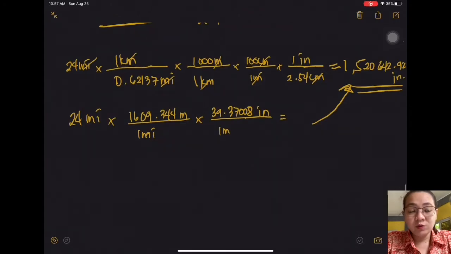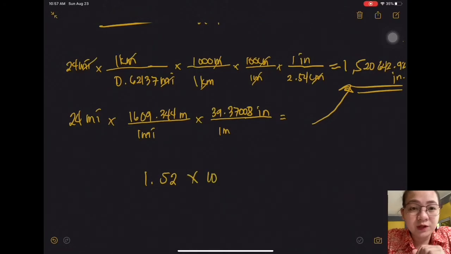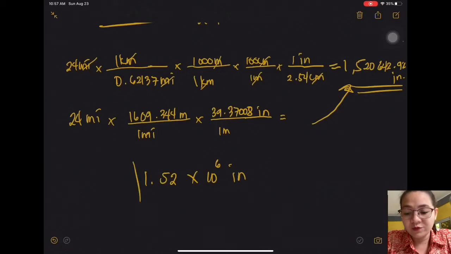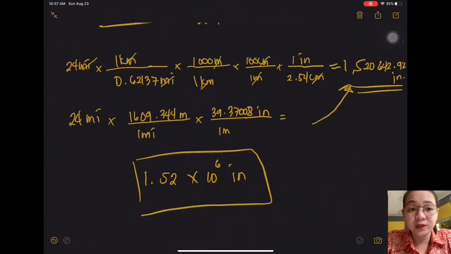Okay, you need to move the decimal places. So, actually, the answer for the shorthand method is 520,640.049. Please check that on your calculator. Okay, you may pause this video. But, as I mentioned a while ago, the final answer should be in 2 decimal places. So, the final answer is 1.52 times 10 raised to positive 6 inches.